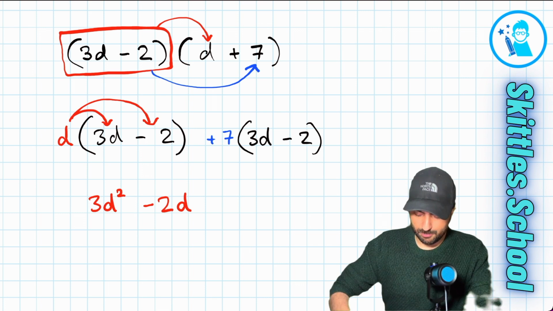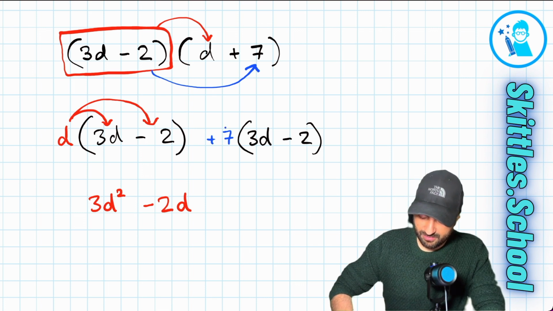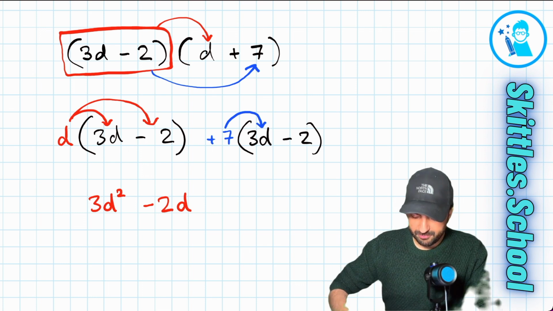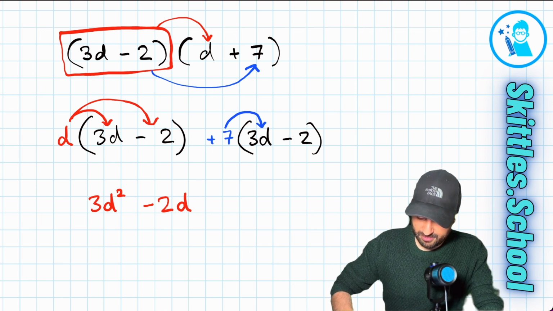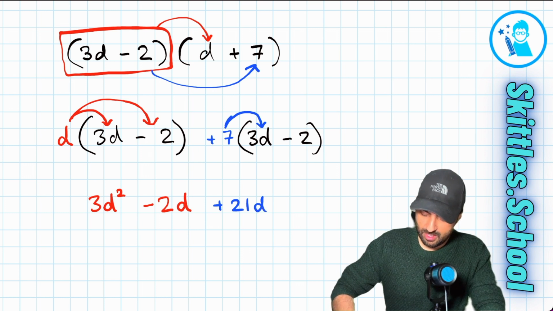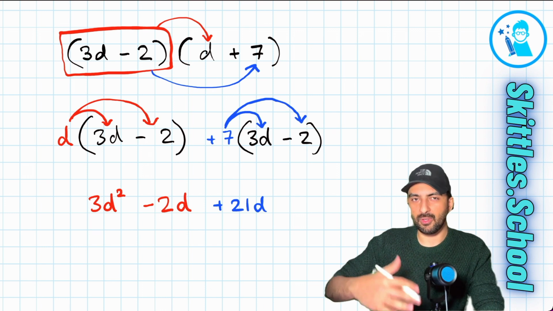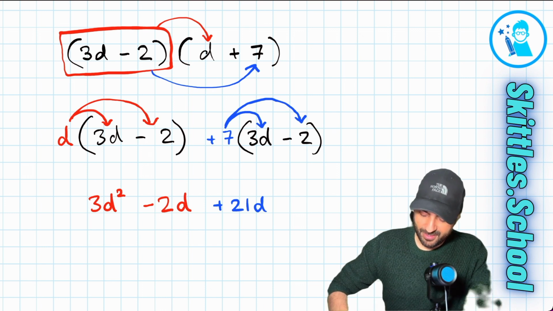What about the second set of brackets? 7 multiplied by 3d, so positive 7 multiplied by 3d is positive 21d, and positive 7 multiplied by negative 2 makes negative 14.